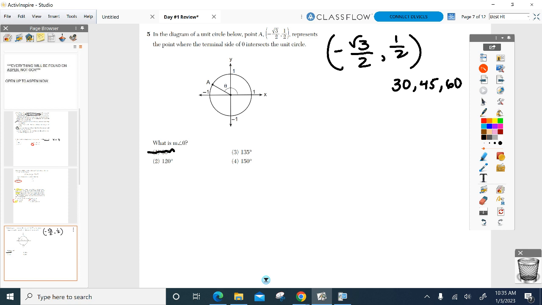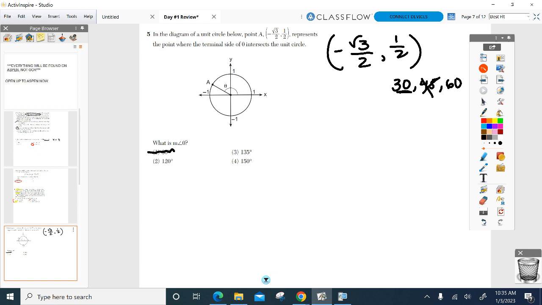Anybody remember where radical 3 over 2, 1/2 is related to? Was it 30 or was it 60? I know it's definitely not 45. Why am I crossing out 45 right away? Remember, that was the same coordinate, radical 2 over 2. Did radical 3 over 2, 1/2 belong to 30 or 60? It belonged to 30. But 30 in the second quadrant, right? That's why I'm not picking 30, because that's not my angle in the second quadrant.